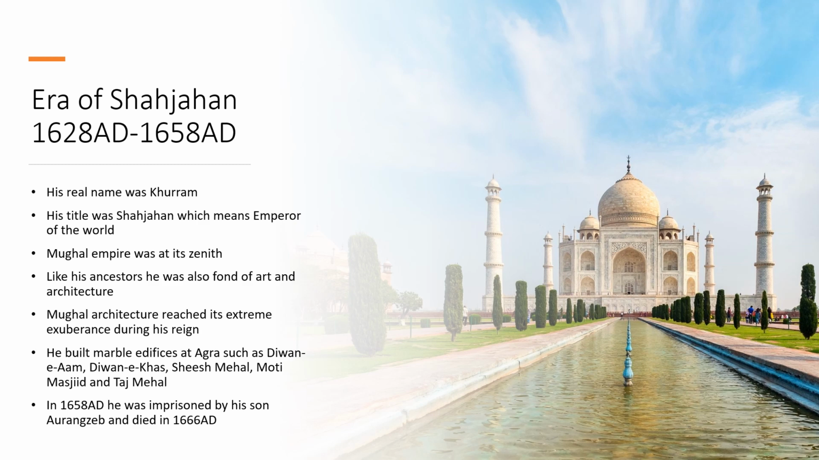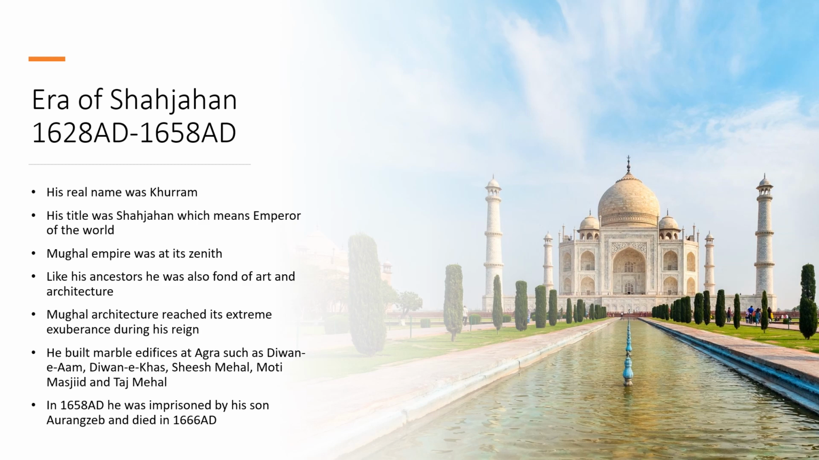Like his ancestors, Shah Jahan was also fond of art and architecture. Mughal architecture reached its extreme exuberance during his reign. He built marble edifices at Agra such as Diwan-e-Am, Diwan-e-Khas, Sheesh Mahal, Moti Masjid, and the most mesmerizing Taj Mahal. But in 1658 he was imprisoned by his own son Aurangzeb and died in 1666.